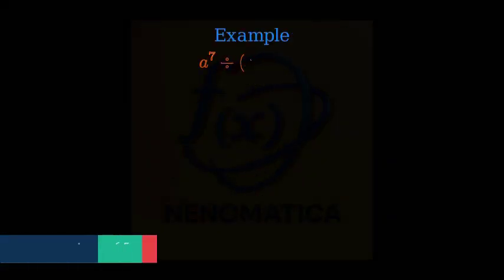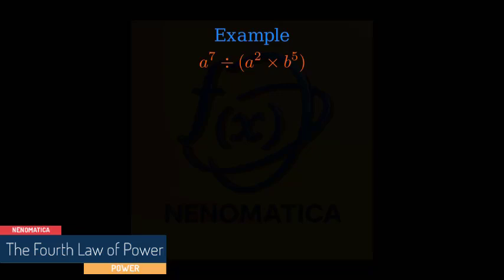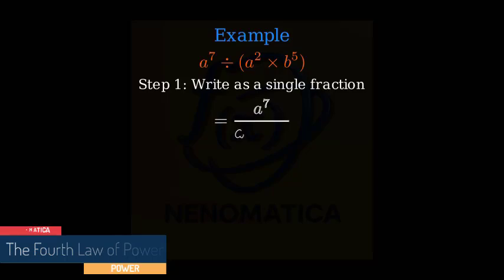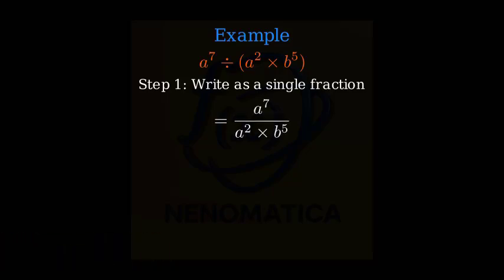We have a to the 7th power divided by the product of a squared and b to the 5th power. First, let's rewrite this division as a single fraction. This gives us a to the 7th in the numerator, and a squared times b to the 5th power in the denominator. For step 2, let's use the exponent laws to break down the a to the 7th power in the numerator. We know that a to the 7th equals a squared times a to the 5th power. This gives us a fraction with a squared times a to the 5th power in the numerator, and a squared times b to the 5th power in the denominator.